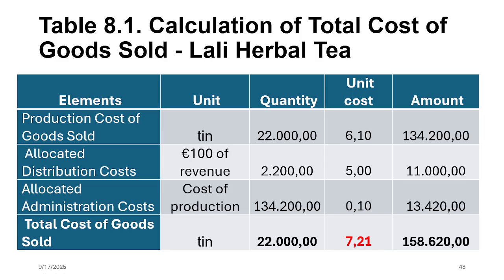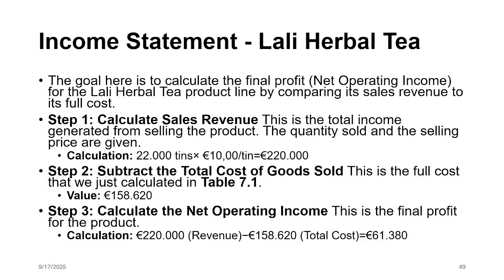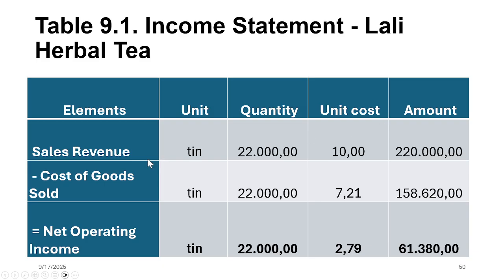So after this step, you will continue with the income statement. It means that you calculate the net operating income, right? The goal here is to calculate the final profit, the net operating income for the Lally Urban Tea product line, by comparing the sales revenue with the total cost of goods sold for the 22,000 products, right?